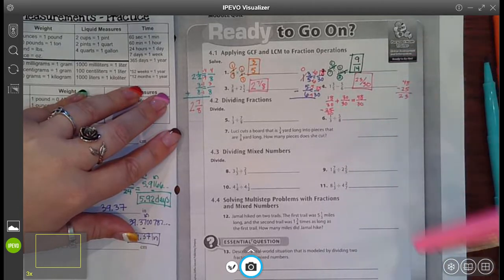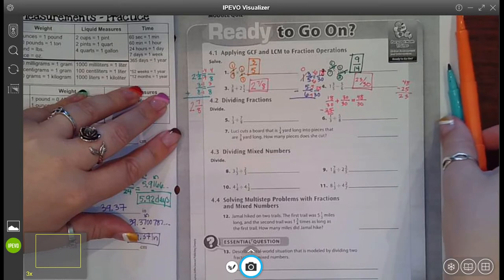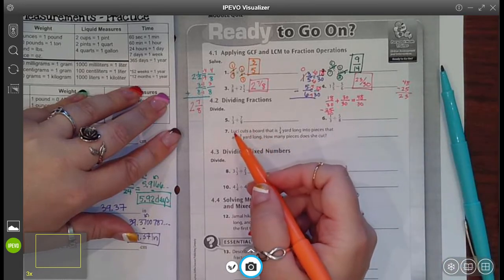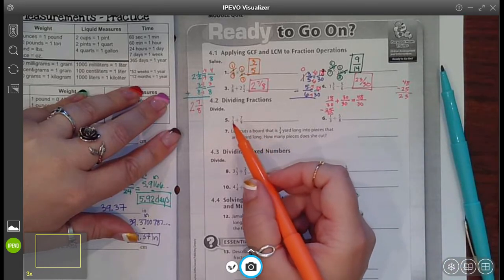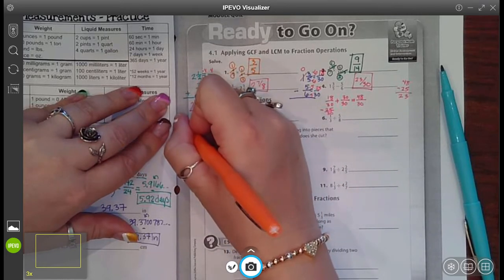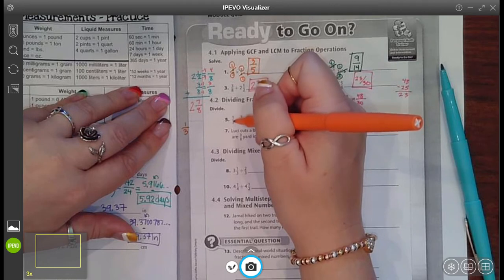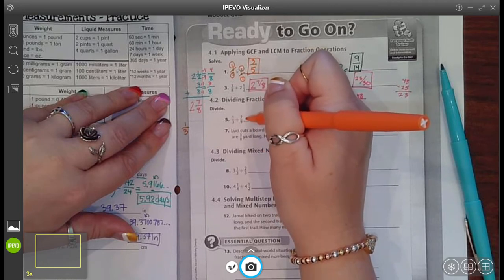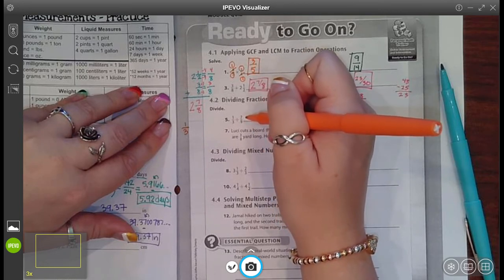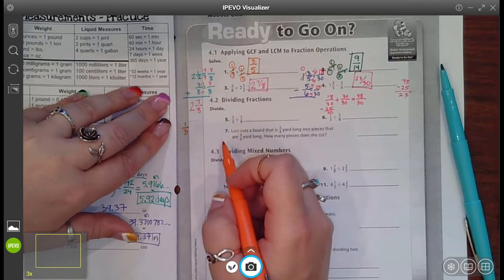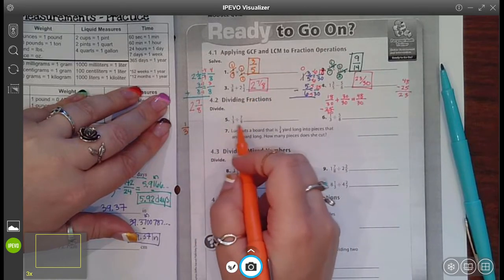Okay, my next one is dividing. When you divide, you keep the first one the same. If they were mixed numbers, you'd first have to change them to improper. So you have an improper divided by an improper. Same thing with dividing. Okay, now these are already just normal fractions.